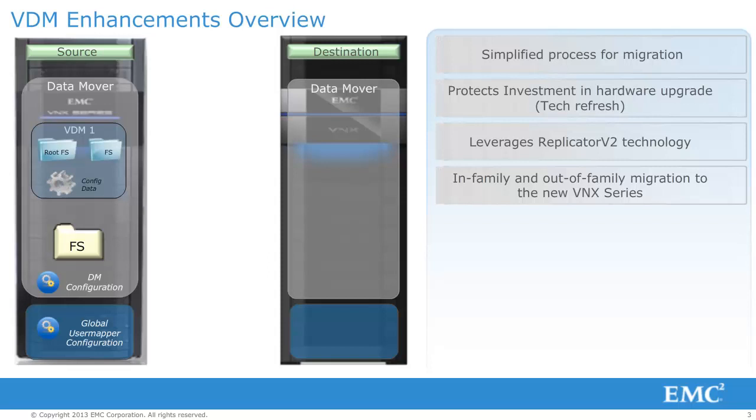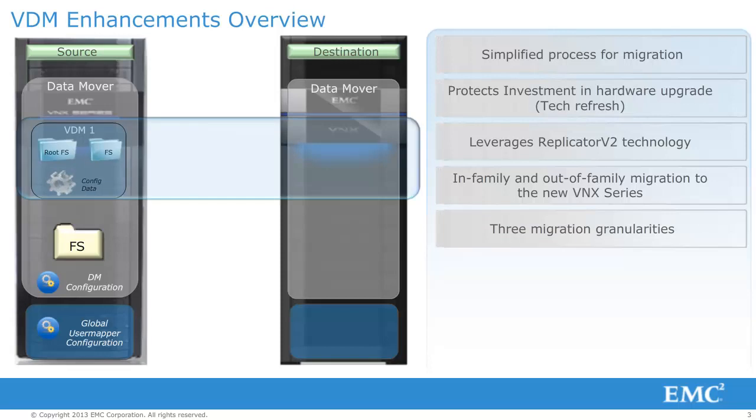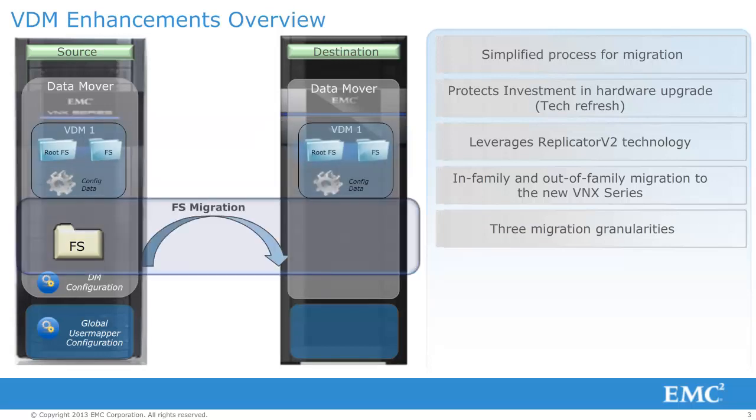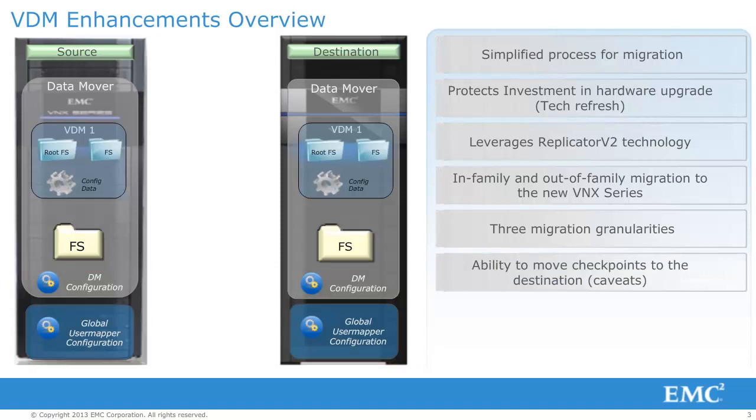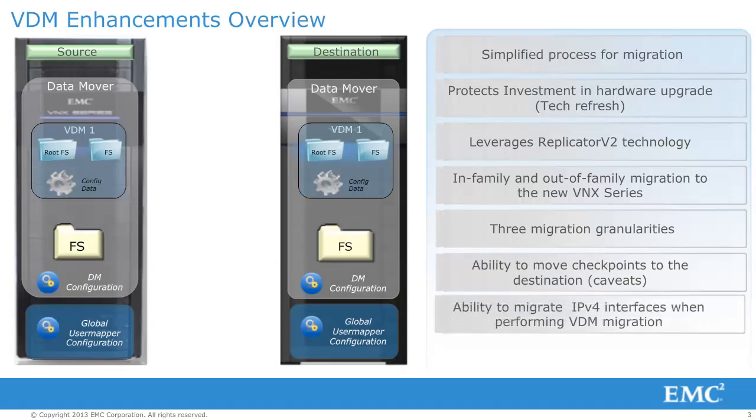This is going to leverage the Replicator v2 technology. It's going to have three granularities: a VDM migration, a file system migration, and a system configuration migration. With these three things, you're going to be able to migrate from your source to destination. You have the ability to move your checkpoints and IPv4 interfaces from source to destination as well. You can also perform an online migration.